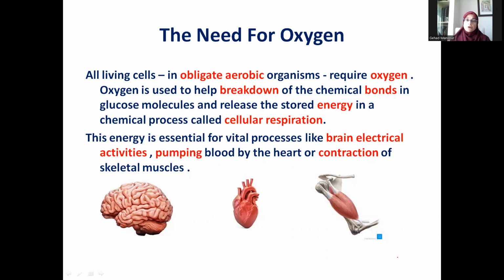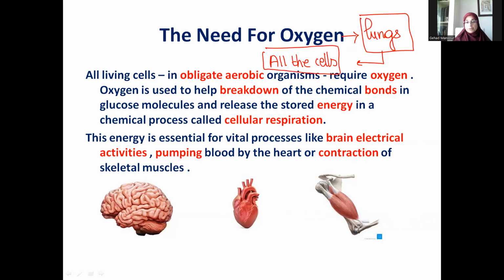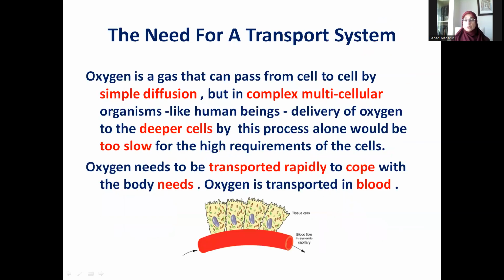But if the cells require oxygen, then this oxygen is breathed in from the atmosphere via your nasal cavity and then the nasopharynx, and then reaches the lungs. But this oxygen that has reached the lungs is required to reach all the cells of the body. So we need a transport system to transport that oxygen from the lungs to all the cells in the body. And this is the function of the cardiovascular system: to transport oxygen to the tissues.